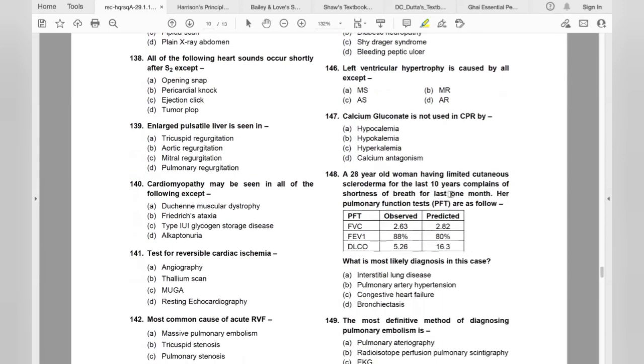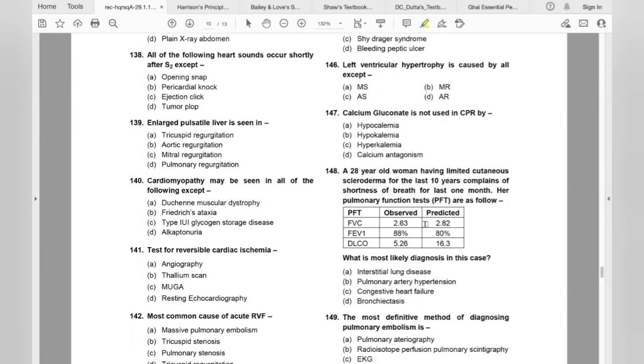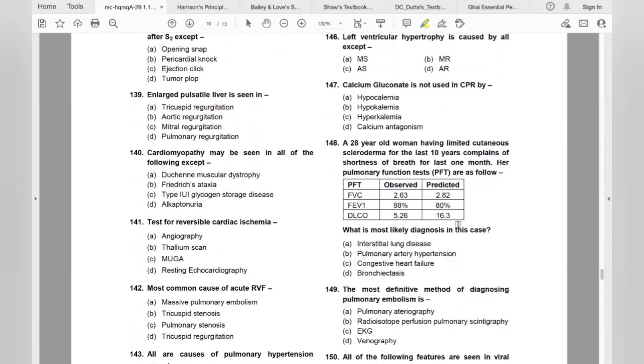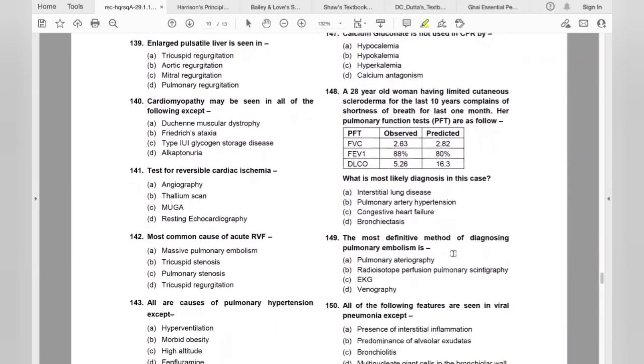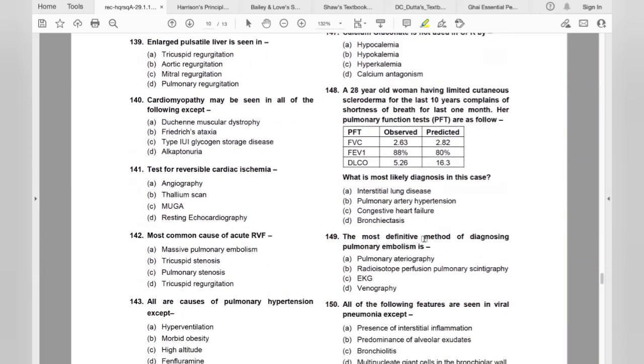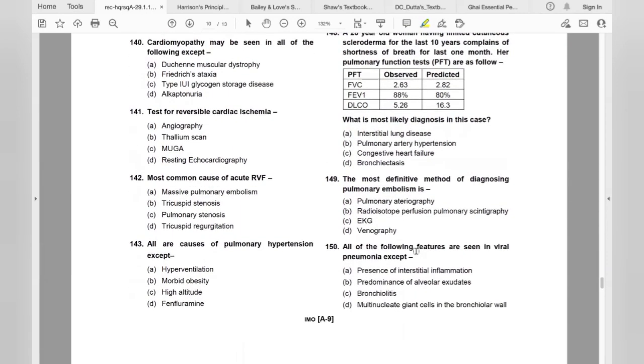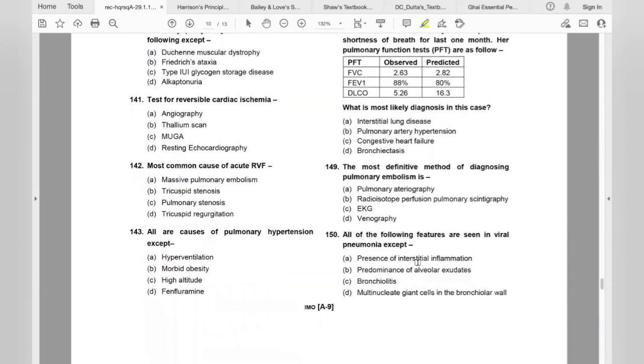A 28-year-old woman has limited cutaneous scleroderma for the last 10 years, complaints of shortness of breath for last 1 month. Her pulmonary function tests are given here. So what is the most likely diagnosis? So here interstitial lung disease. Most definitive method of diagnosing pulmonary embolism is pulmonary arteriography. All of the following features are seen in viral pneumonia except predominance of alveolar exudates.